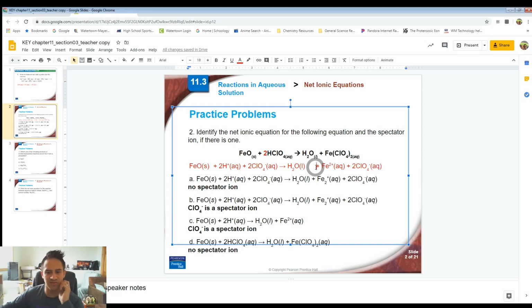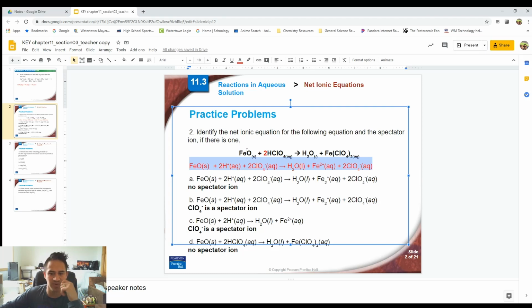Okay, so this is everything that we know of. Okay, this is everything that we have. This would be our complete ionic equation. And they're asking in this question to identify the net ionic equation and the spectators.